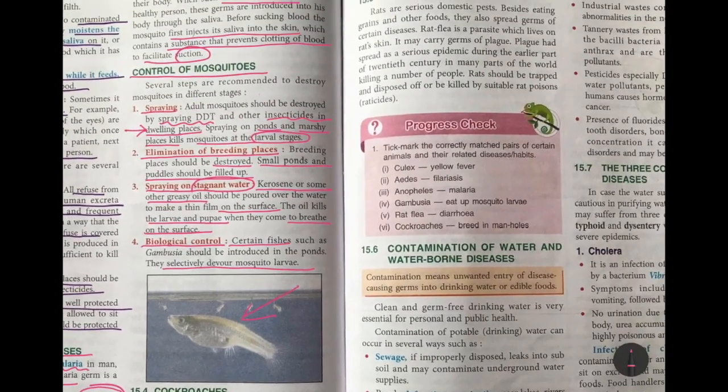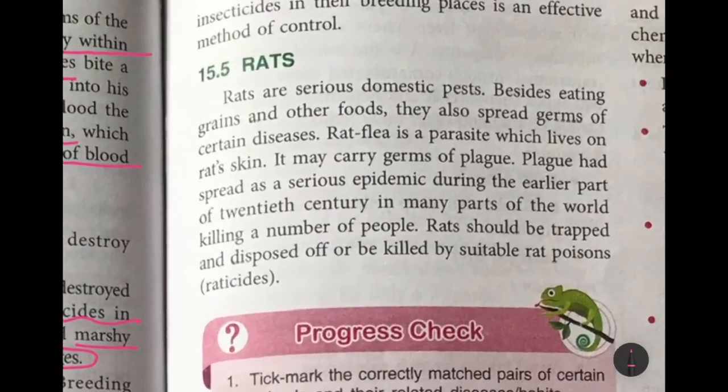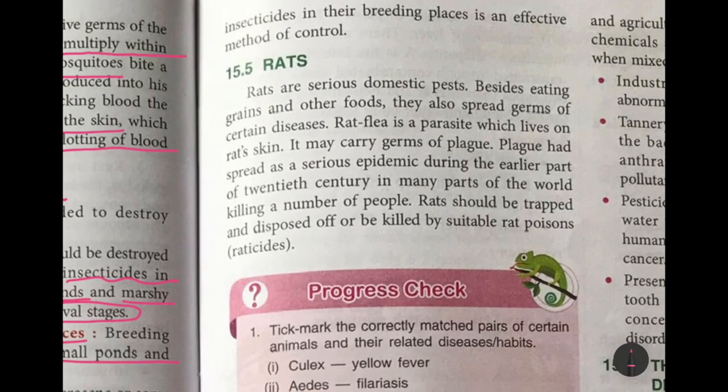Again, spraying DDT and other insecticides in their breeding places is an effective method of control. Okay, that is, you have to spray DDT and insecticides into the sewers, into the drains, so that their eggs are killed. Now next are rats.